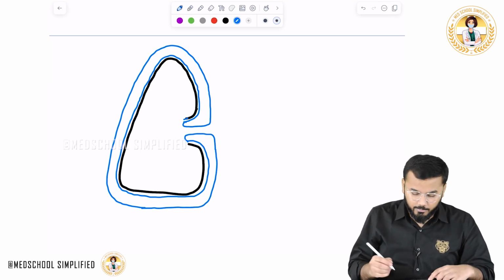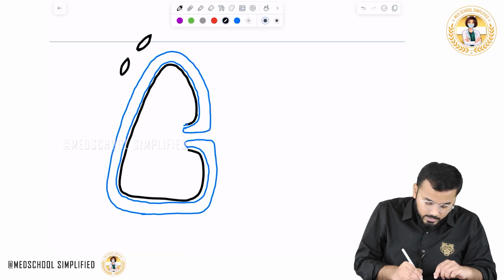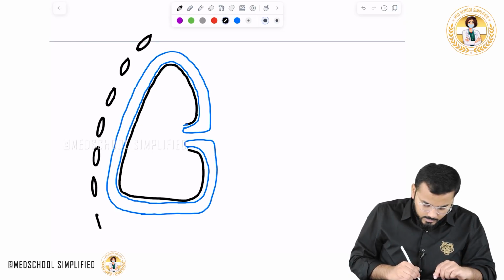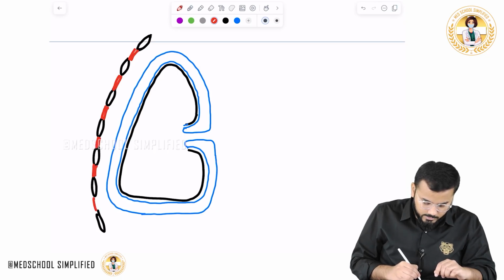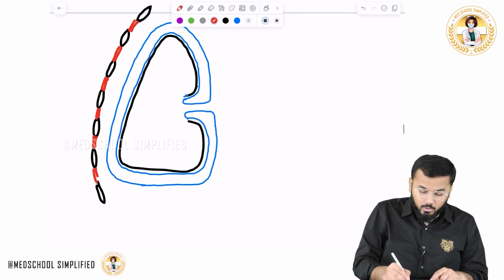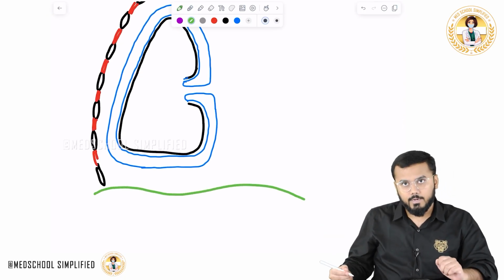Okay, visceral pleura and parietal pleura. And the next important thing is that this is the inner surface of the thoracic cavity, or the rib cage. So this is the rib cage, like this, and obviously these are your intercostal muscles. And not to forget that here you have got your diaphragm.